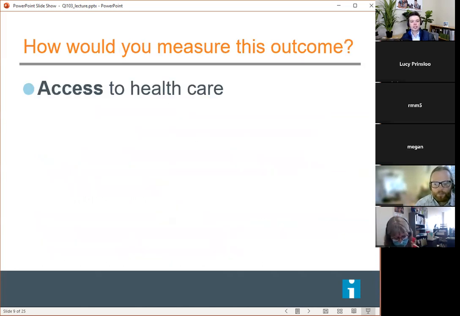So how would you measure this outcome? So just have a think to yourselves. How would you measure this? Because this is quite woolly, isn't it? Access to healthcare. So how would you go about sort of answering that question? Well, you might need to think about first about what is the definition of access and what is the definition of healthcare.